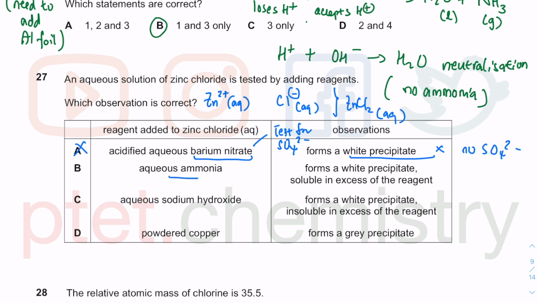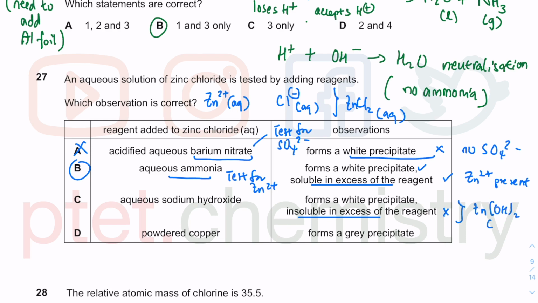Aqueous ammonia. So we could test for Zn2+ aqueous. White precipitate, soluble in excess. This is correct. Zn2+ is present. We should probably check through the rest and make sure that we are not wrong. Insoluble in excess is wrong because Zn(OH)2 is a solid white precipitate, soluble in excess of NaOH. Whenever we write, we always try to write excess of what, so that we remember what it is.